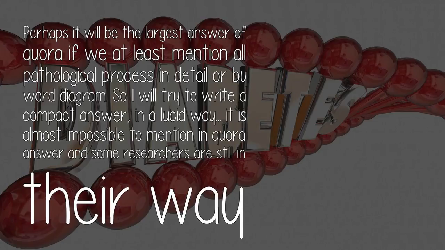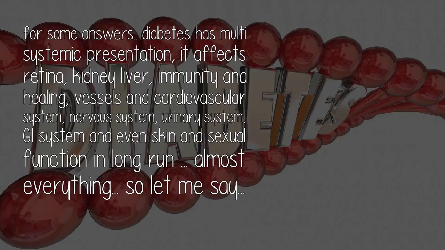It is almost impossible to mention everything in a Quora answer, and some researchers are still working on it. For some answers, diabetes has a multisystemic presentation. It affects the retina, kidney, liver, immunity and healing, vessels and cardiovascular system, nervous system, urinary system, GI system, and even skin and sexual function in the long run, almost everything.